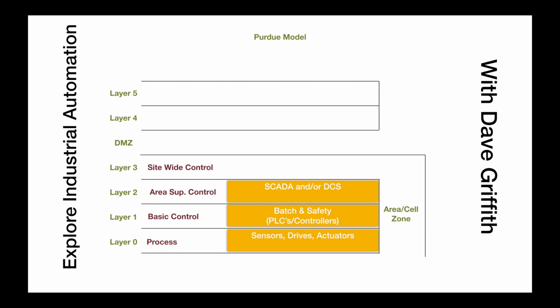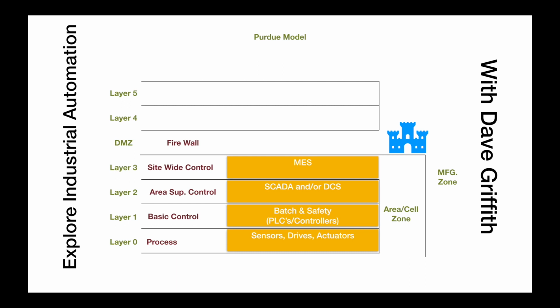Layer 3 is your site-wide control. That's going to be things like your MES, your manufacturing execution system, and that's going to be your manufacturing zone, those first 4 layers. The 5th layer, which is the DMZ, is what we're calling our firewall.